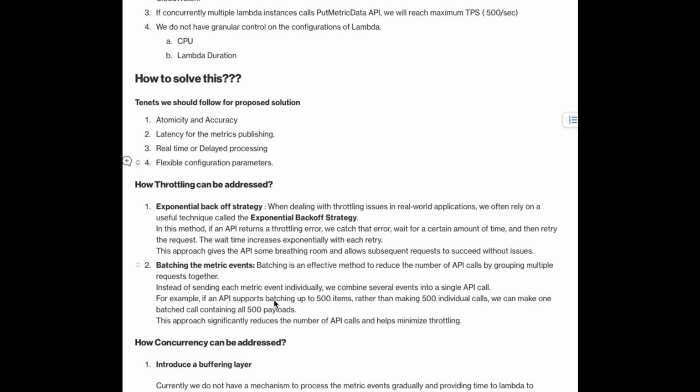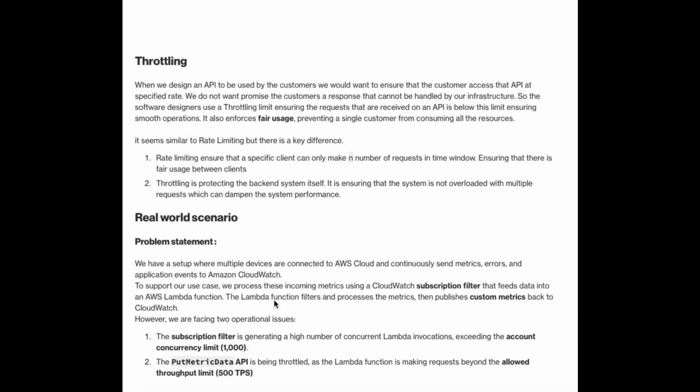But again, throttling isn't enough to solve the problem we have. We have a problem with concurrency as well. So you were able to solve the throttling issues to some extent, let's say by using batching of the metric events or even using the exponential backoff. But if your input events are not controlled or not streamlined, you're going to have multiple concurrent Lambda instances. Again, this is what we have discussed in the last video, right?